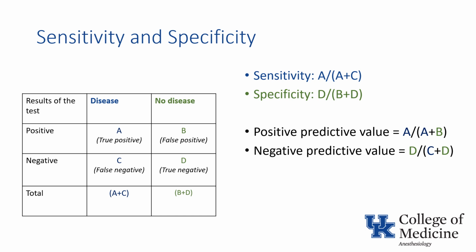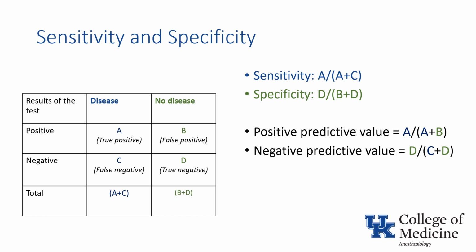And then we also need to understand the positive predictive value and negative predictive value of a test. A positive predictive value of a test is how likely is it that this patient has the disease given that the test is now positive. And that is very easy. It's simply true positive, which is A, divided by all the positive tests, which is A plus B.